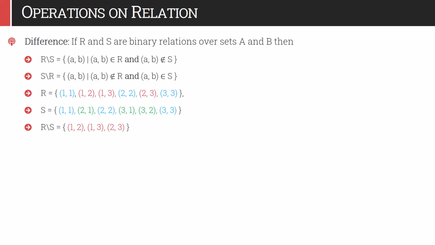R difference S means we have to subtract all the elements of S from R. The blue elements are common in both. So if we subtract those blue elements from R, then we will be left with only the red elements, that is (1,2), (1,3) and (2,3). Similarly, if we compute S difference R, then all the elements of R would be subtracted from S. Again, if we delete all the blue elements from S, then we are left with (2,1), (3,1) and (3,2). So this is how we compute the difference of relations.